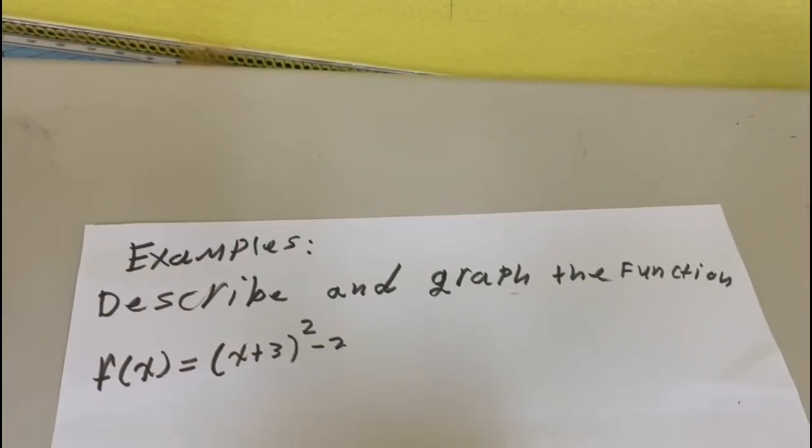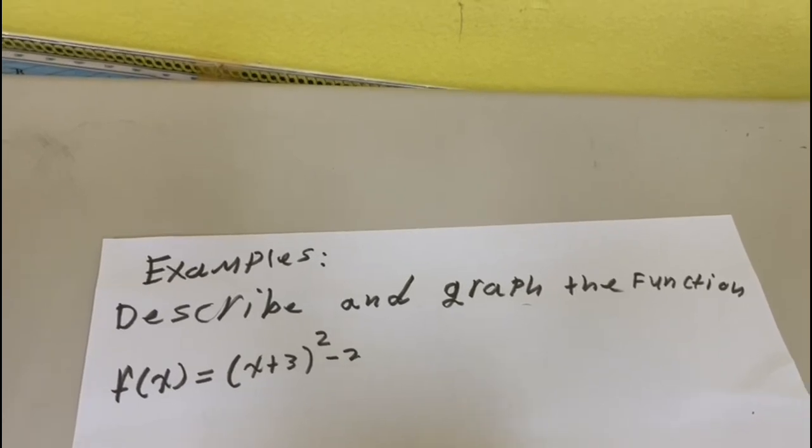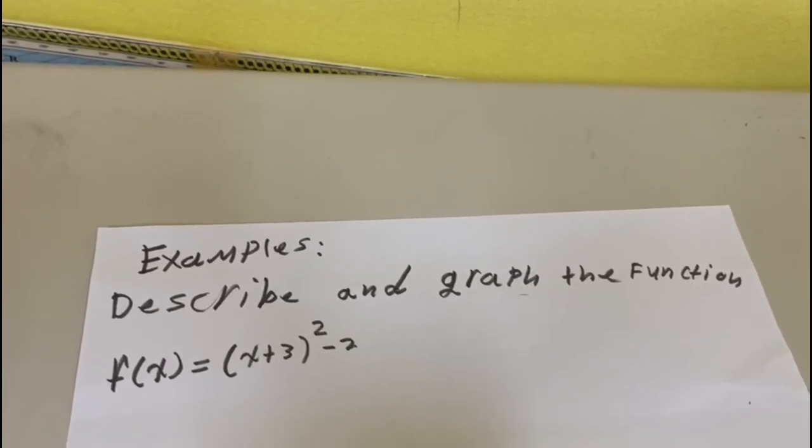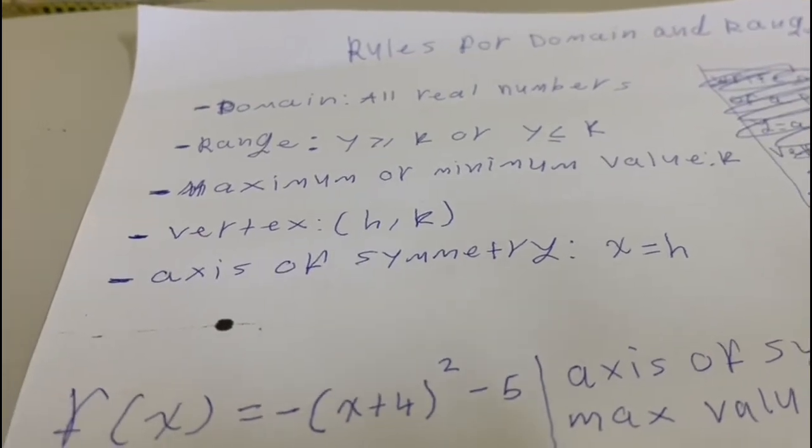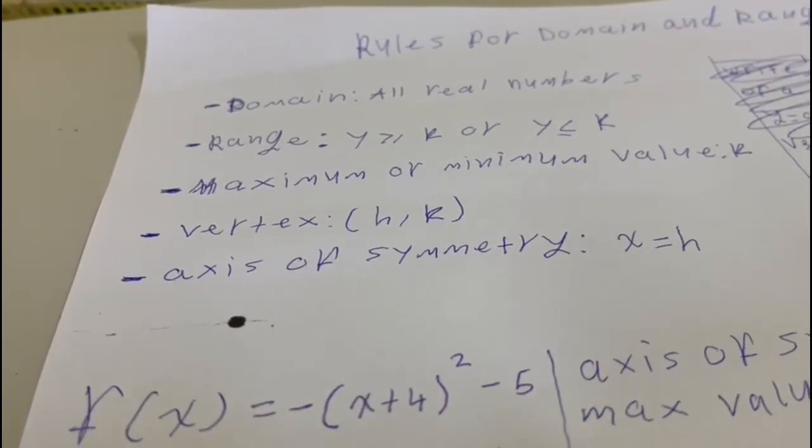Example: describe and graph the function f of x equals (x plus 3) squared minus 2. Rules of domain and range. Domain is all real numbers. Range is y greater than or equal to k, or y less than or equal to k. Maximum or minimum value is k. Vertex is h and k. Axis of symmetry is x equals h.